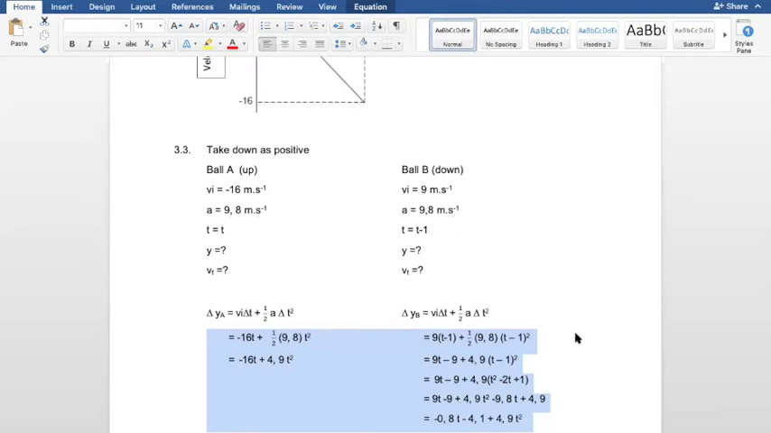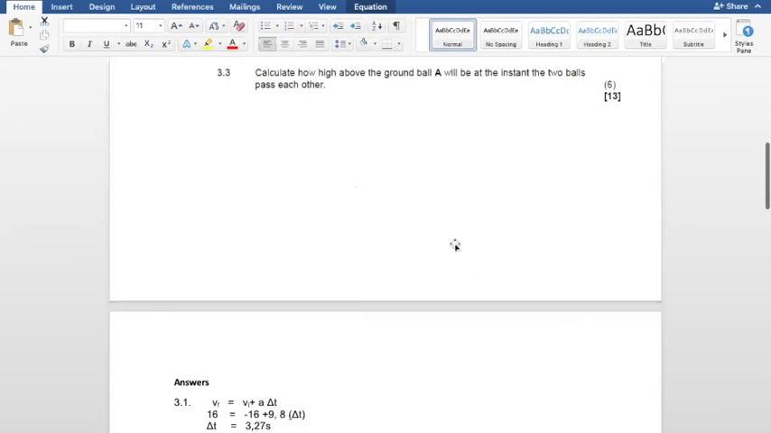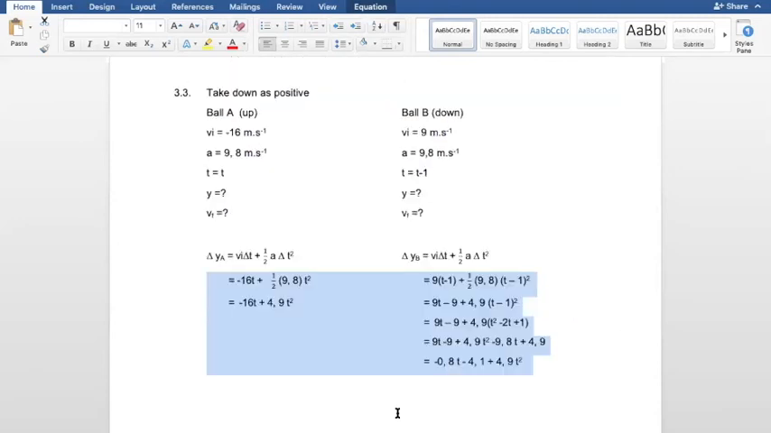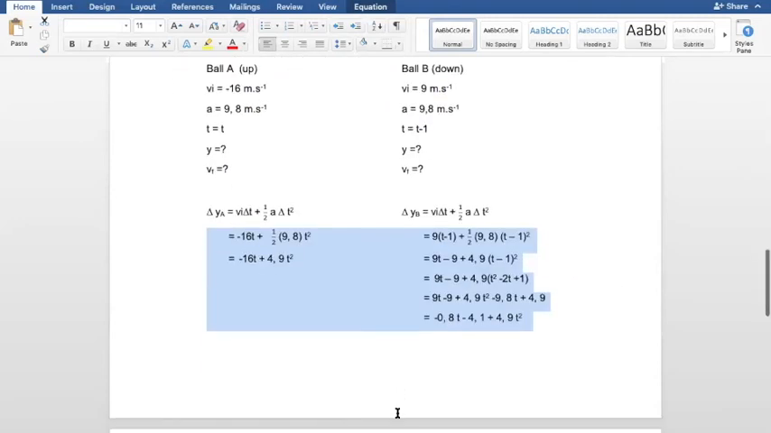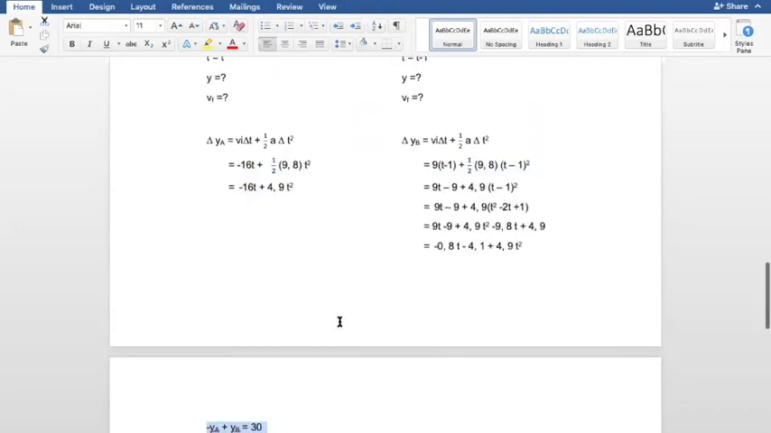But what do we know? This is what we've got for the two equations, right? Ball A and ball B. And what did they tell us? They told us that ball A and ball B, the second they pass each other, the distance that ball A moves and the distance that ball B moves, the distance of the two of them together will be 30 meters, right? So we can say ball A and ball B together will be 30 meters. So we take these two to be minus A plus B will equal 30, correct? So we can say minus y of A plus y of B equals 30, right?